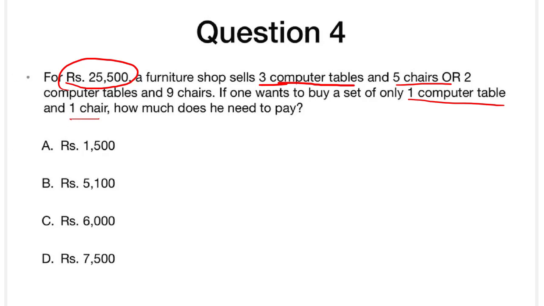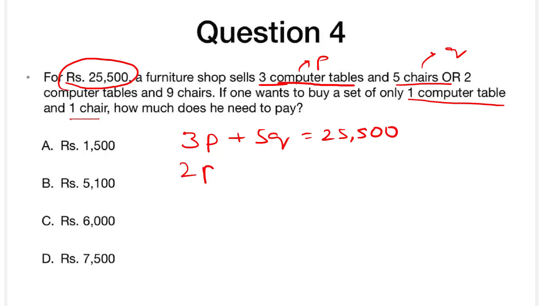So the first method is really simple. What he's saying is 3 computer tables and 5 chairs, or 2 computer tables and 9 chairs. Let us assume the computer table to be P and the chairs to be Q. So 3 computer tables plus 5 chairs is 25,500, or else 2 computer tables plus 9 chairs is 25,500. What exactly he asked is, for 1 computer table and 1 chair, how much?